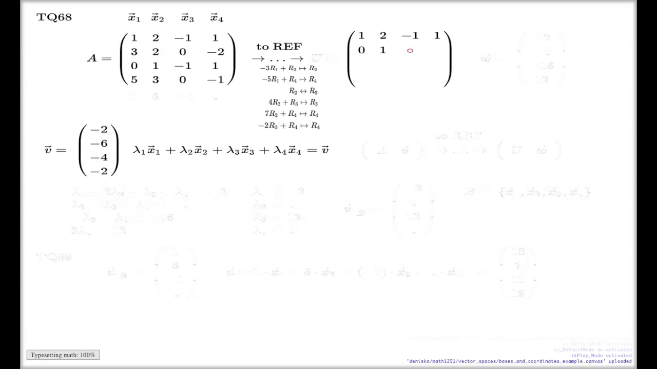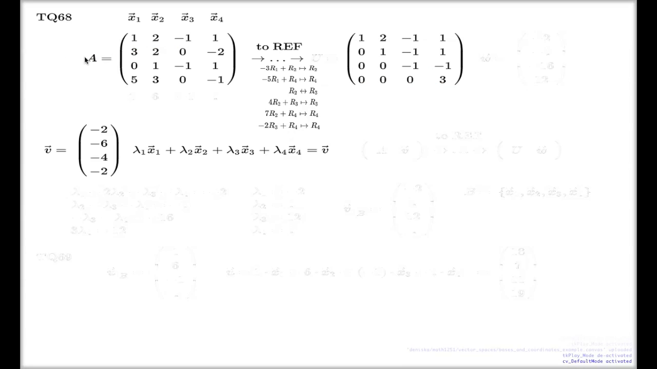1, 2, negative 1, 1. It's just a copy of the first row from here. Then there will be some different values, like this. That's my row echelon form of this matrix A.